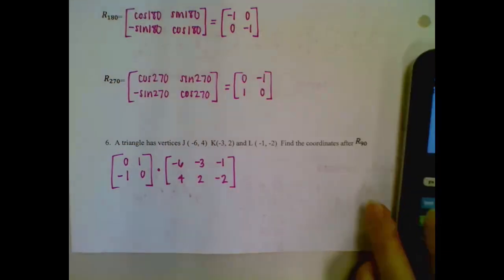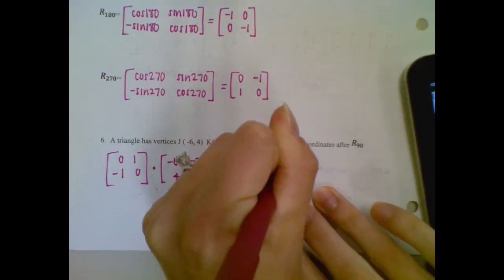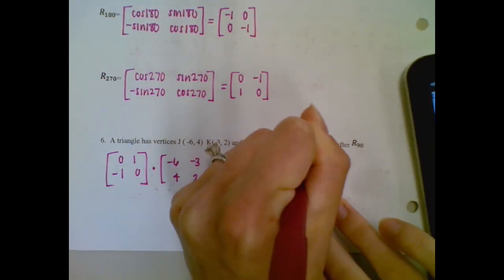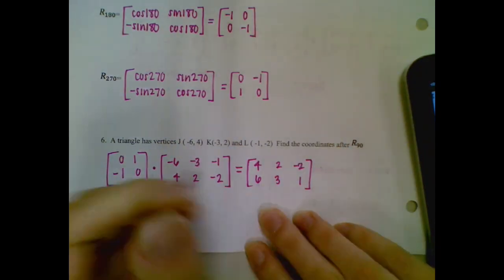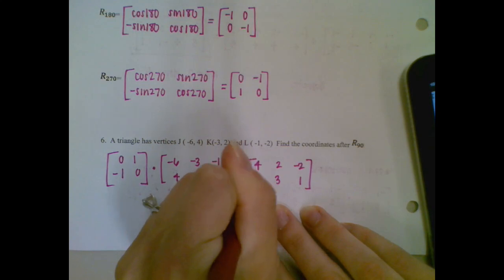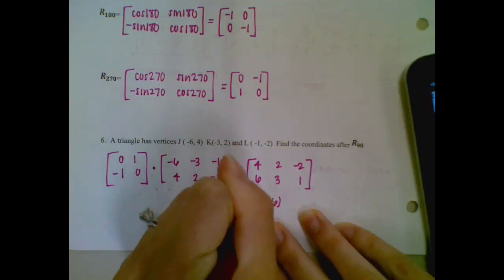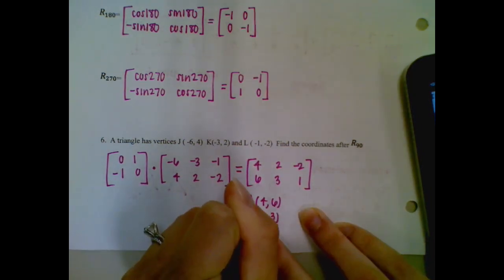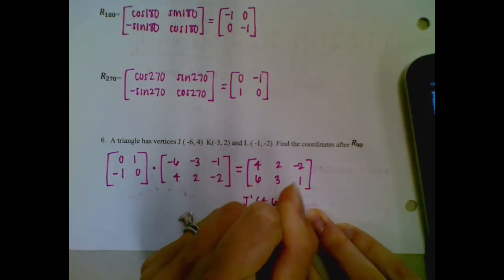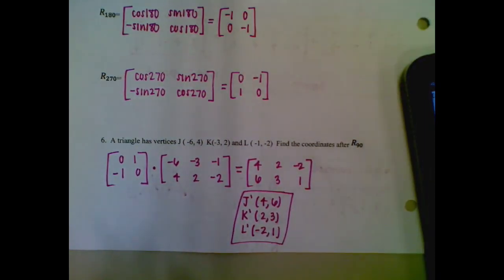I'm going to move my calculator out of the screen. So I've got 4, 6, 2, 3, negative 2, 1. So that means that the new coordinates of J are 4, 6, K is 2, 3, and L is negative 2, 1. Those would be your new coordinates after a 90-degree rotation.